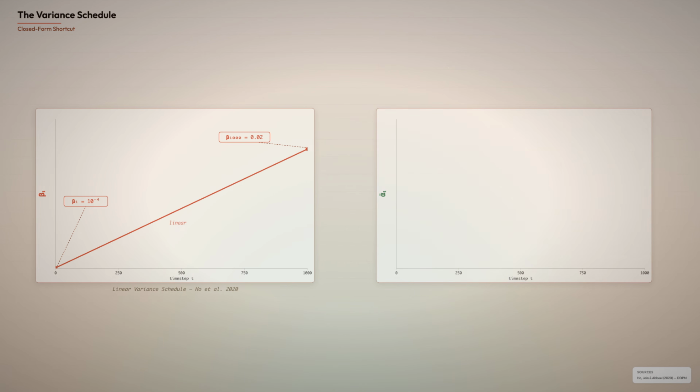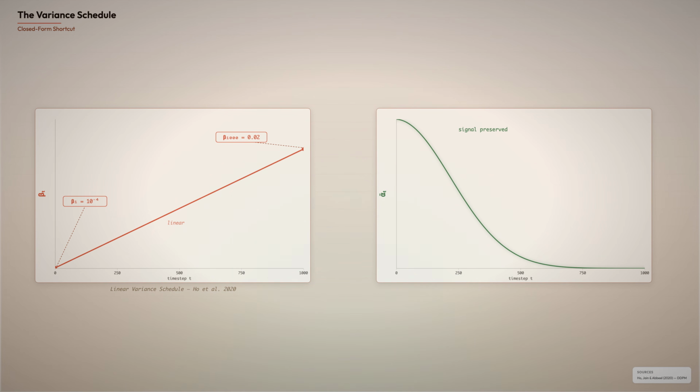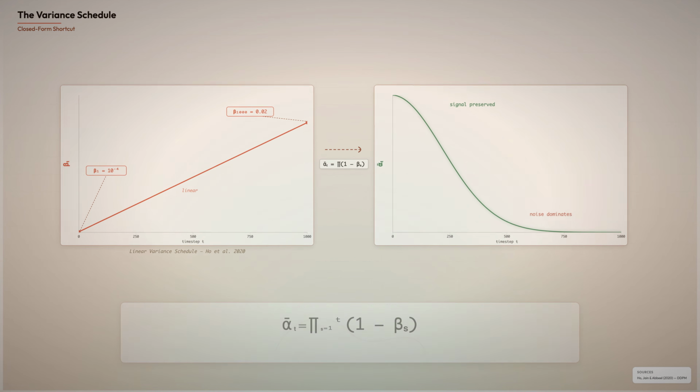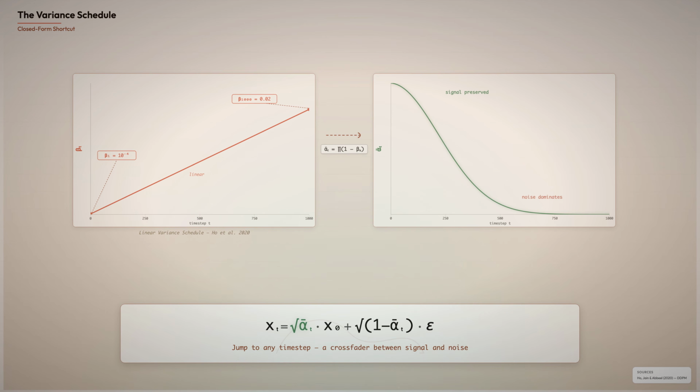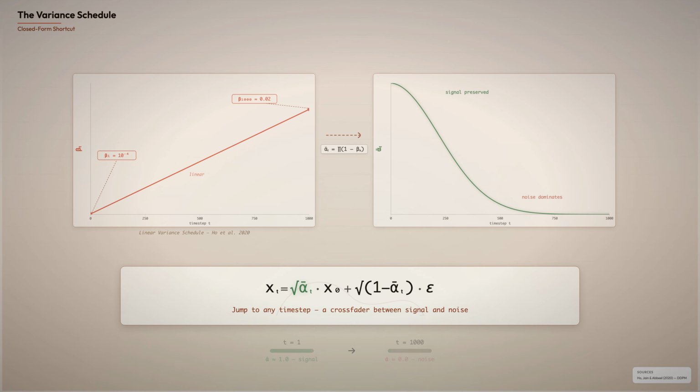Alpha bar t encodes how much original signal survives at step t. Mathematically, the cumulative product of 1 minus beta at every step up to t. Because summing independent Gaussians yields another Gaussian, the entire chain collapses into one equation. x_t equals square root alpha bar t times x_0 plus square root 1 minus alpha bar t times epsilon. Two coefficients, a crossfader between signal and noise. At step 1 alpha bar near 1, almost all signal. At step 1000, near 0, pure noise. One equation, any time step.